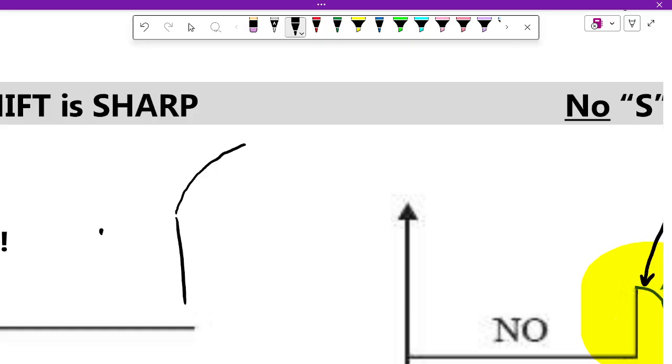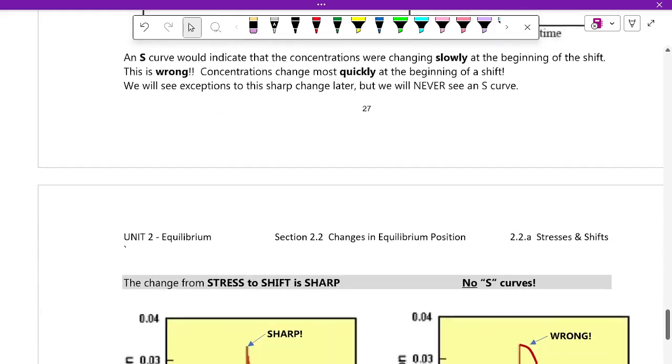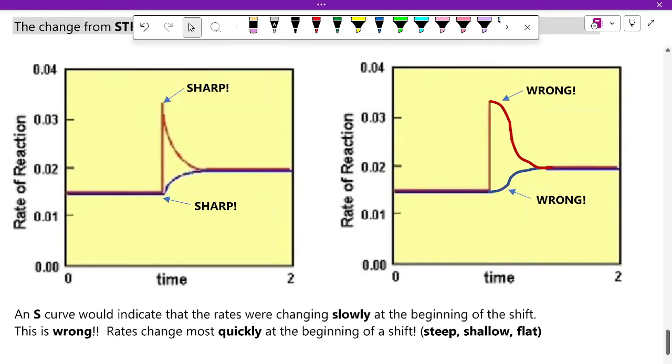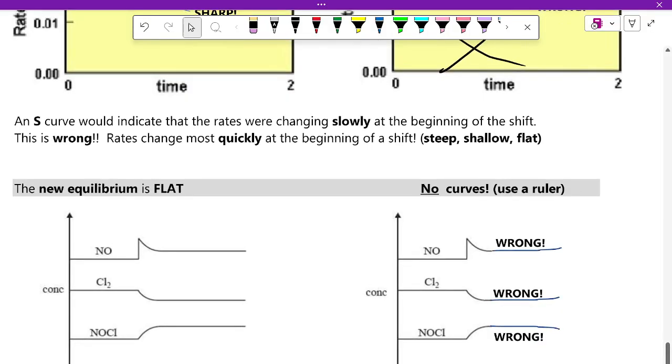That is still steep, shallow, flat. We'll see examples like that in a little bit. So no S curves. Same thing for rate diagrams, no S curves. Steep, shallow, flat, not shallow, steep, shallow, no, no. Okay, the new equilibrium has to be flat.